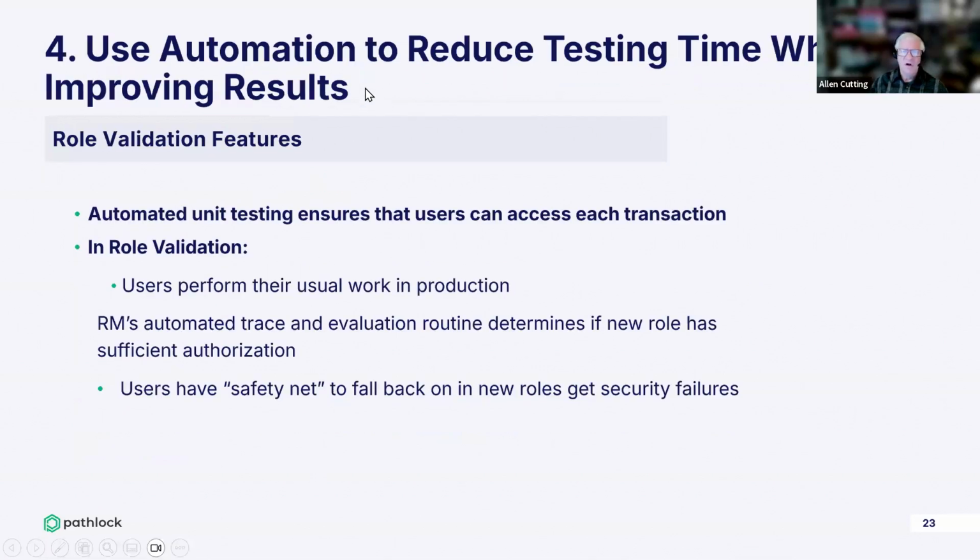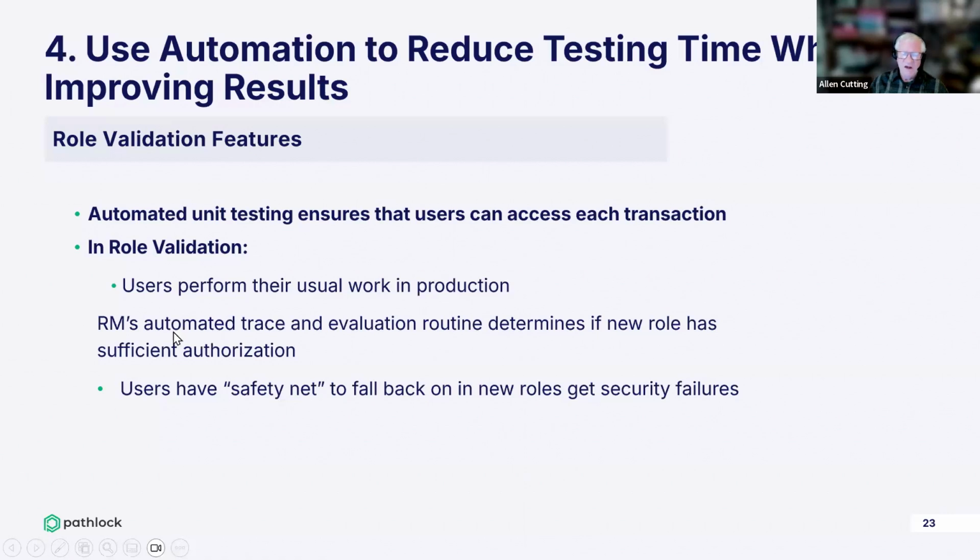Okay, method 4, use method automation to reduce testing time while improving results. We spoke about the automatic unit testing. In our role validation process, the users will perform their usual work in production. And this is kind of a game changer or a change in how we normally do things, but they will do their validation in production.